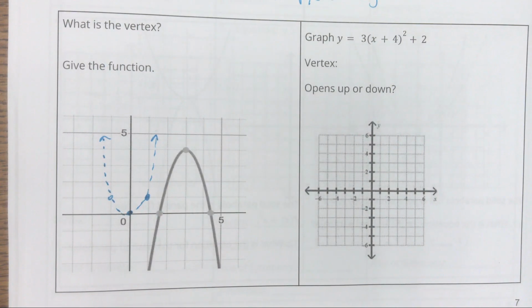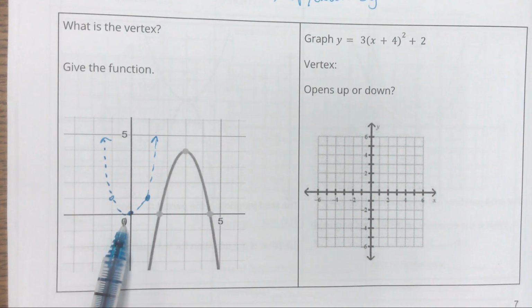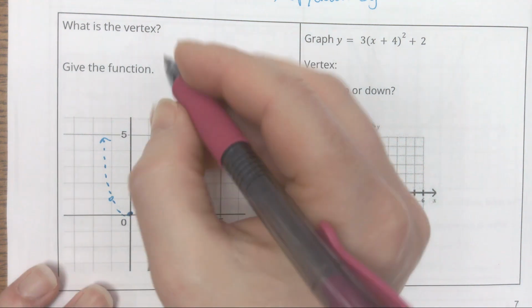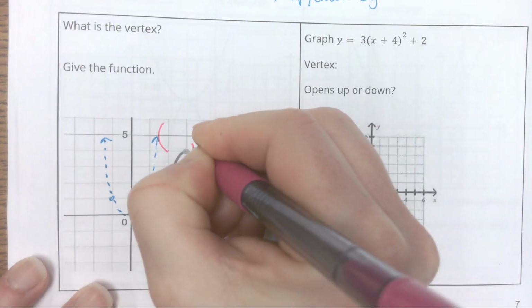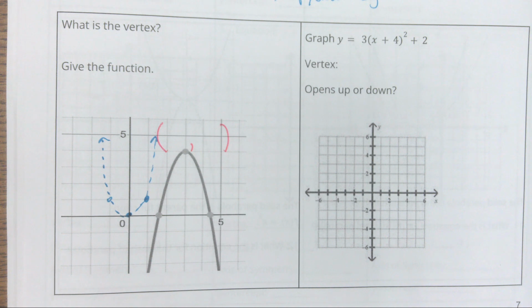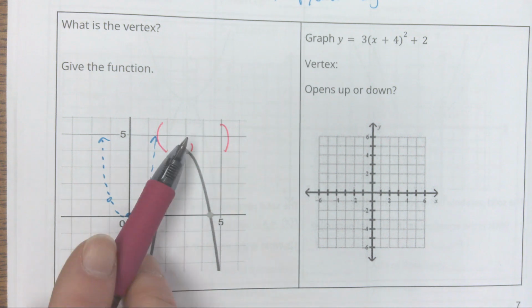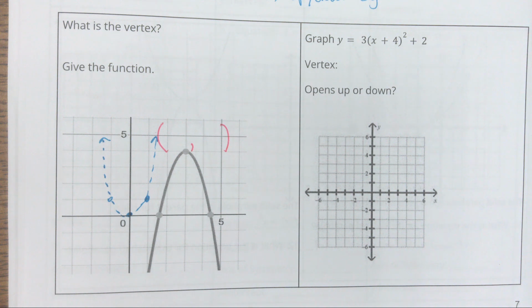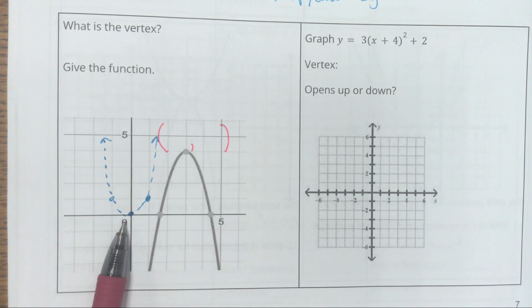So this vertex, would you find the points of your new vertex and label it on the graph? Find the points of this new vertex and label it on your graph. Nope, our new one. We know the old one's 0, 0.